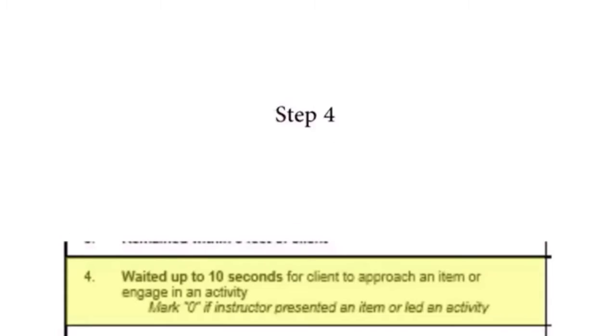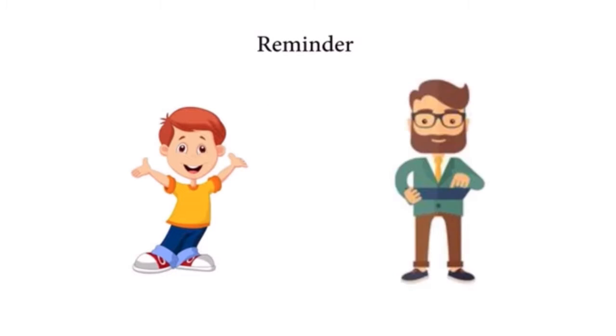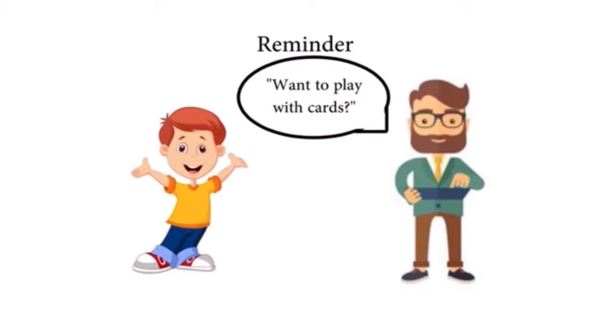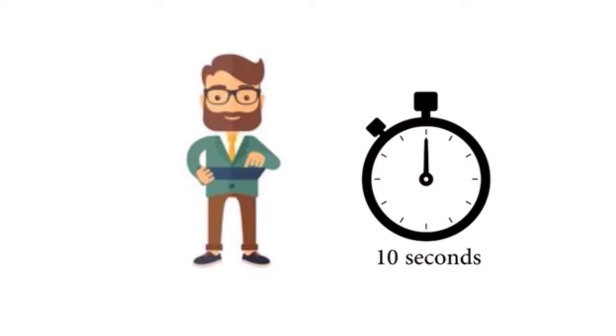Step 4. Wait up to 10 seconds for the client to approach the item or engage in an activity. Remember that with NET, the teaching procedure is led by the child, not the instructor. So, if the instructor leads the client to an activity or gets an item and tries to give it to the client, mark a 0. If the instructor waited up to 10 seconds for the client to independently approach an item or engage in an activity, then we will say that is correct.